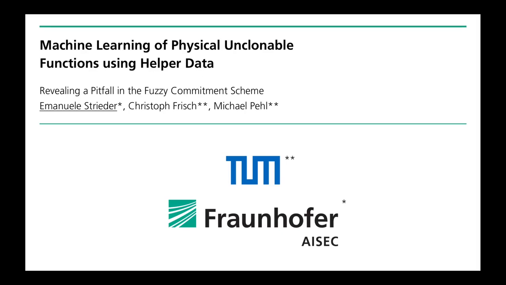Hello and welcome to my presentation about our contribution, Machine Learning of Physical Unclonable Functions Using Helper Data, revealing a pitfall in the fuzzy commitment scheme. This is joint work of Christoph Frisch, Michael Pehl and myself, Emanuele Strieder. Christoph and Michael are affiliated with the Technical University of Munich. I am associated with the Fraunhofer Institute for Applied and Integrated Security in Garching, near Munich.